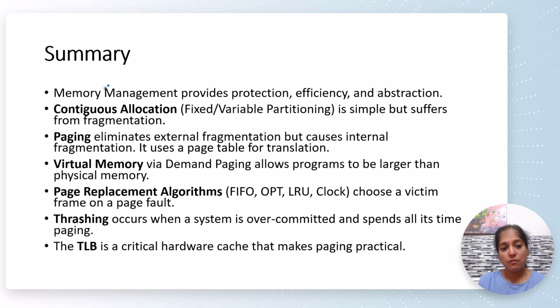We use the concept of virtual memory via demand paging, which allows programs to be larger than the size of physical memory. For demand paging, we use page replacement algorithms like FIFO, OPT (optimal), LRU, and so on. Thrashing occurs when a system is overcommitted and spends all of its time in paging instead of doing fruitful work. The TLB is a critical hardware cache that makes paging practical.